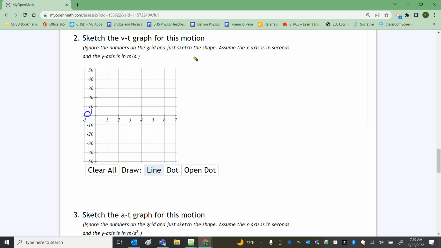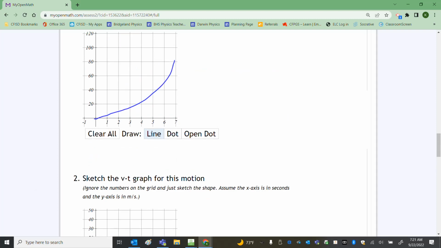Yes? On the one above, shouldn't it stop at the 5? Yes, it should. I told you you could ignore the numbers though. If you wanted to draw it more precisely than this, yes, it should not go that far. But don't ignore the numbers on the card sort. Yeah, the card sort's just shapes. There aren't any numbers. Oh, okay.